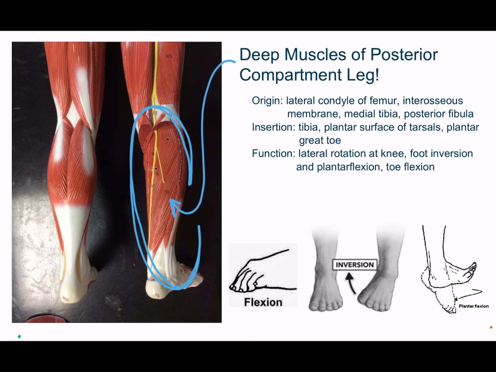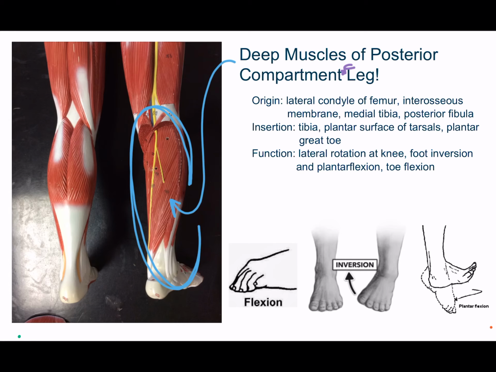The deep muscles of the posterior compartment of the leg, I don't know why that's such weird wording. They originate, it's vague because there's like 4 of them. They originate at the lateral condyle of the femur, or the interosseous membrane, or the medial tibia, not tibula, that's my pet peeve. Medial tibia or posterior fibula. It's going to insert onto the tibia or the plantar surface of the tarsals or the plantar great toe. Its function is lateral rotation at the knee, or foot inversion, and plantar flexion and toe flexion.